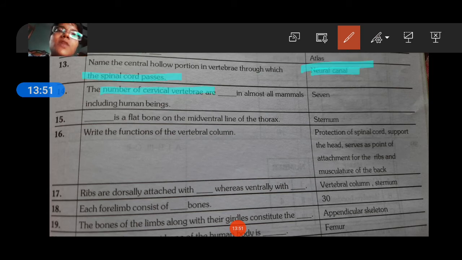The number of cervical vertebrae is 7 in almost all mammals including human beings. We are having 7 cervical vertebrae. Sternum is the flat bone on the mid ventral line of the thorax. Write the function of vertebral column.